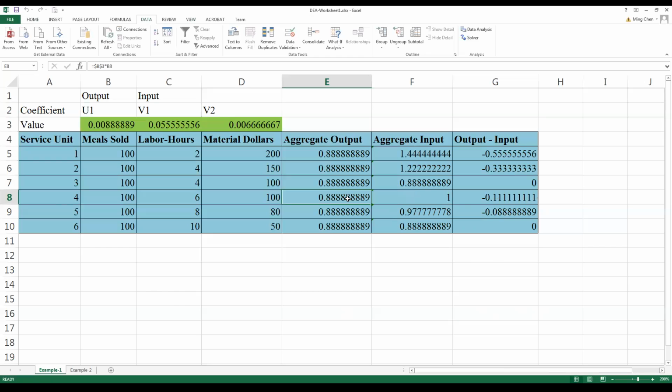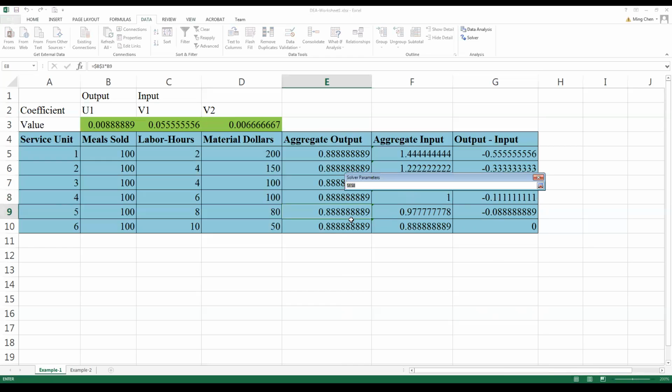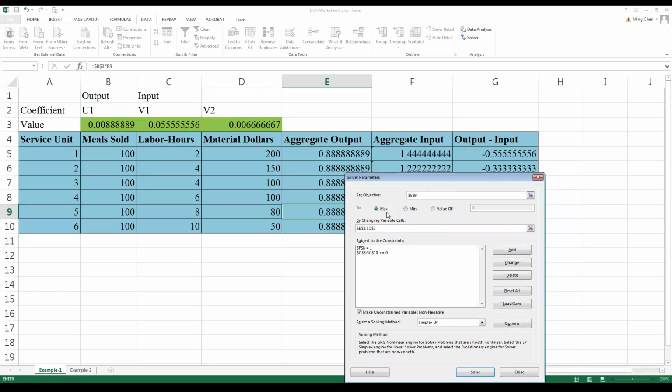So before I finish, I want to do one more service unit, which is service unit 5. The table will be the same. I change solver. Objective is no longer E8 because I want to assess service unit 5. I do E9. So E9, the aggregate output for service unit 5, will become the new objective. We want to maximize it. Decision variable same. Constraint, this is a common constraint, but we need to change another constraint which is specific to the service unit you want to assess.